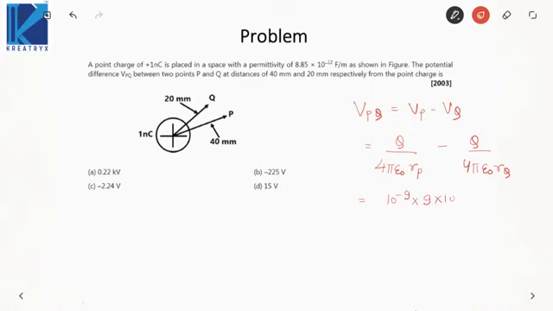1 by 4 pi epsilon naught, 9 into 10 to the power 9, times 1 by RP. RP is 20 millimeter. So 2 centimeter, or sorry, 40, 0.04, 0.02. So it is 9 by 0.04, that is minus 225 volt. So the answer would come out to be B. Okay. In potential there is no concept of direction, so you can directly find the potentials and subtract them to get the final result.